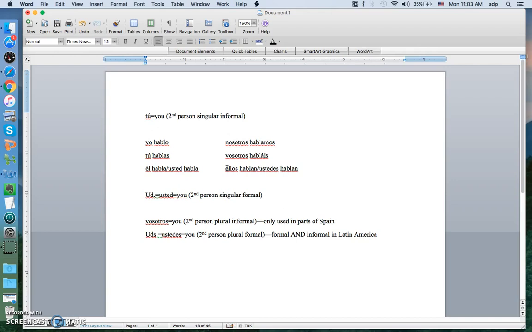So I'm hoping that makes some sense to y'all. It means you, but it's conjugated and uses the pronouns and everything like it to third person. But then you introduce this pronoun and it means you instead, okay?